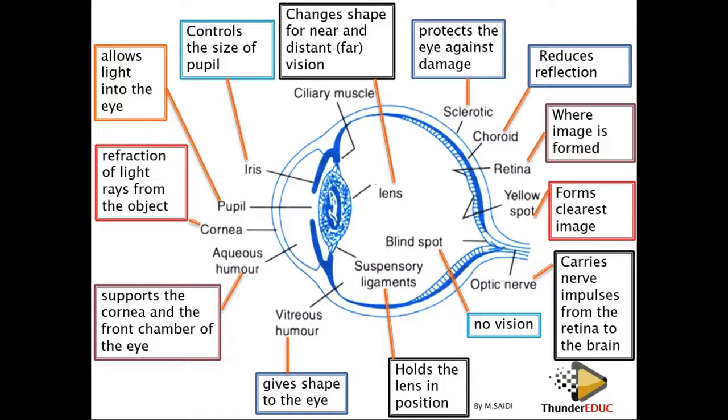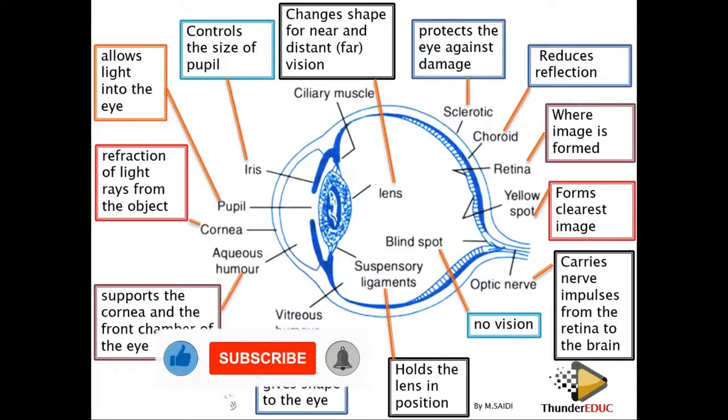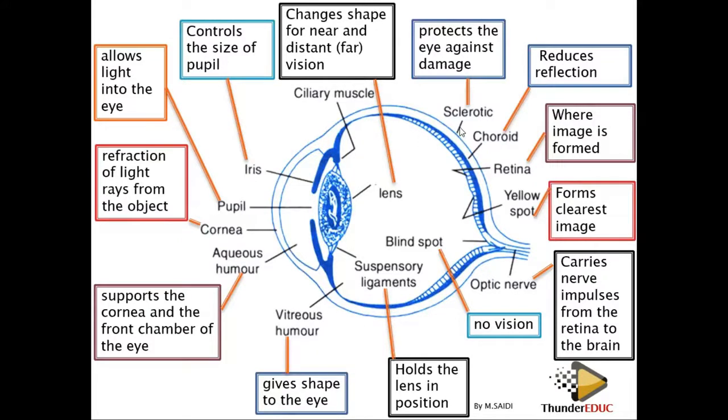If they ask you the adaptation of the eye, it means that you have to look at one part, then give the function. Give the one part and then give the function. So please don't go to the exam without knowing the functions of each part, because you don't know which part they might bring if it comes.